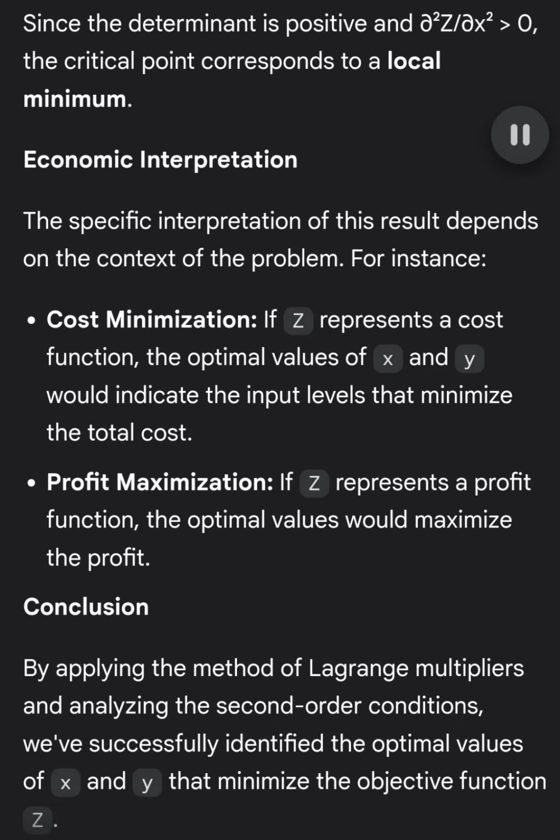Conclusion. By applying the method of Lagrange multipliers and analyzing the second order conditions, we've successfully identified the optimal values of x and y that minimize the objective function z.